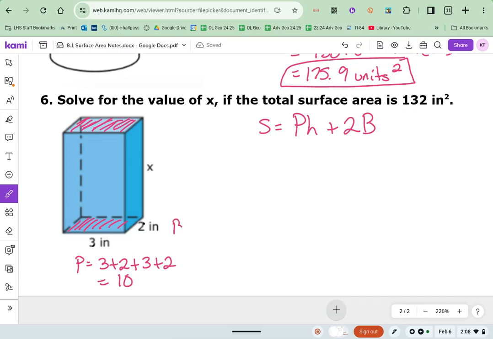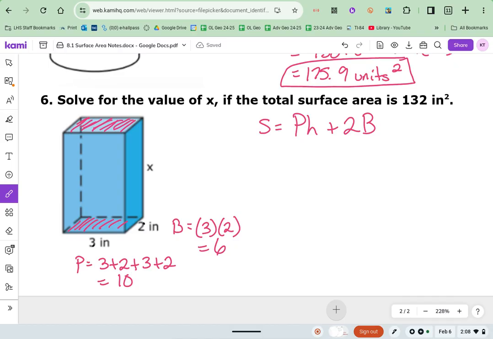And then capital B is area of the base shape. So our base is a rectangle, so we do area of rectangles, length times width. So we're going to do 3 times 2 and get 6 for the area of the base. And now we can plug in.